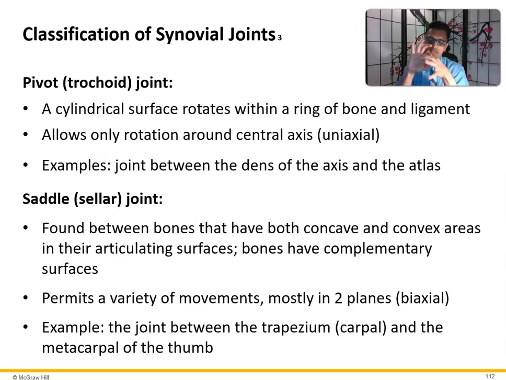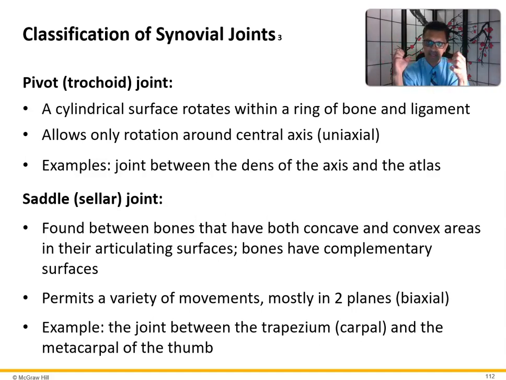A saddle joint is found between bones that have both concave and convex areas. The bones are complementary, and so you can go in two planes of motion. An example is the joint between the trapezium carpal bone and the metacarpal of the thumb. So the thumb allows for those degrees of movement.